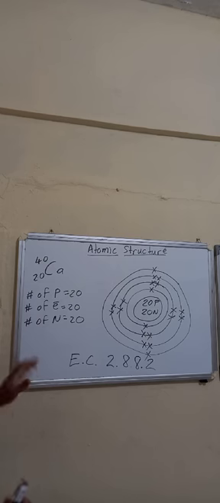In the next one, we'll continue from here to show you how atoms can form ions, both positive and negative ions.